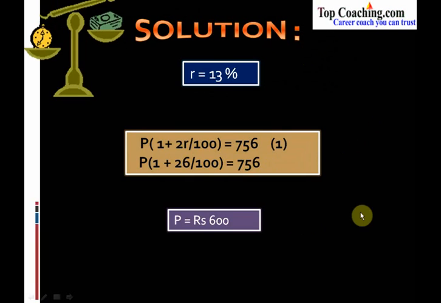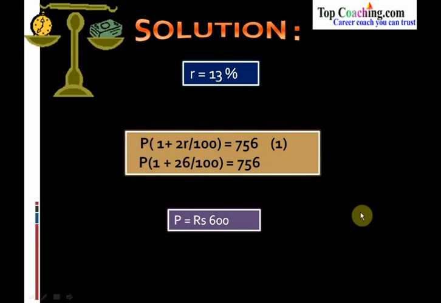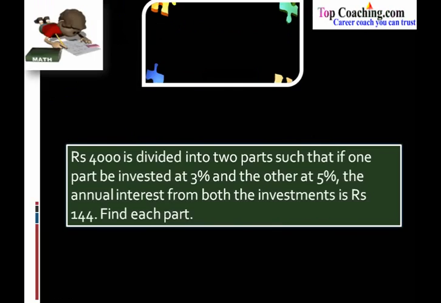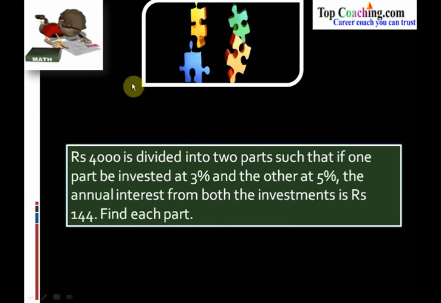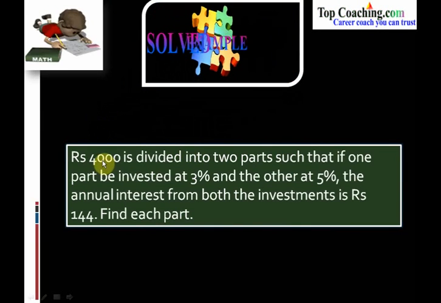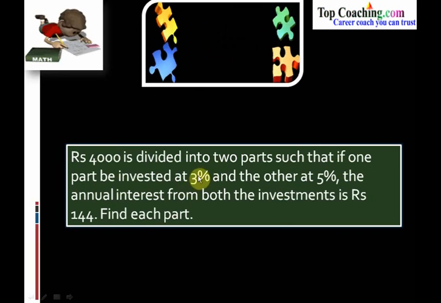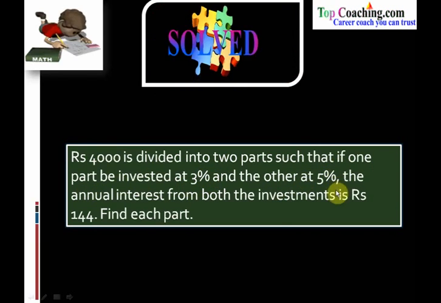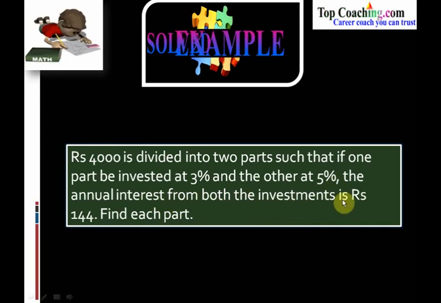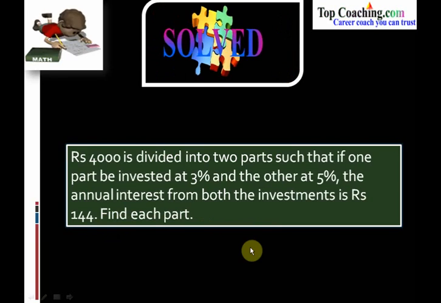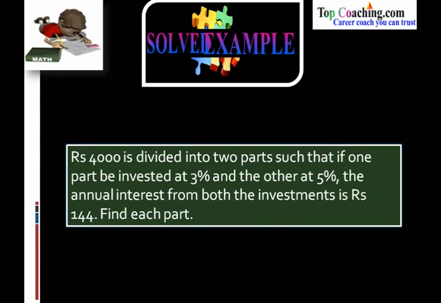And so just using the concept of simple interest, we have solved this problem. The next problem is rupees 4000 is divided into two parts such that if one part is invested at 3% and the other at 5%, the annual interest from both the investments is rupees 144. Find each part.